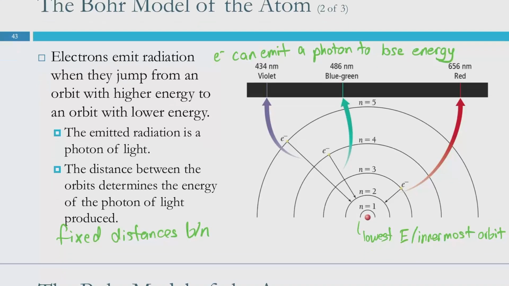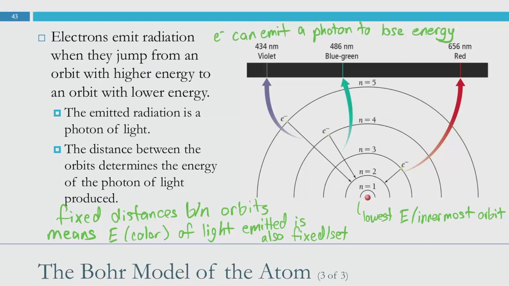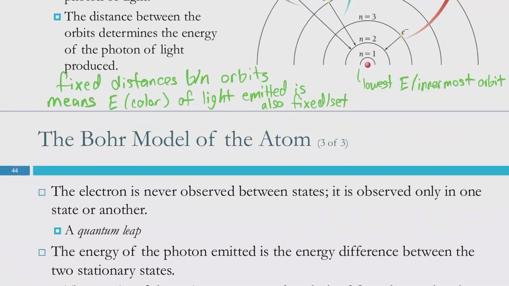So fixed distances between orbits means the energy, in this case we're looking at it as color, of light emitted is also fixed. Or set, I guess might be another way to say it instead of fixed. So this is really cool for a couple of reasons that I guess we'll get to.